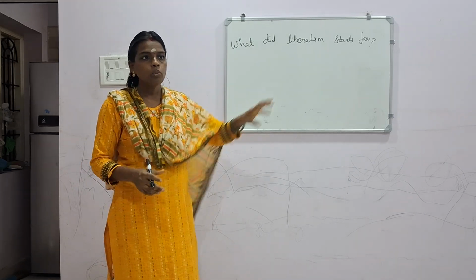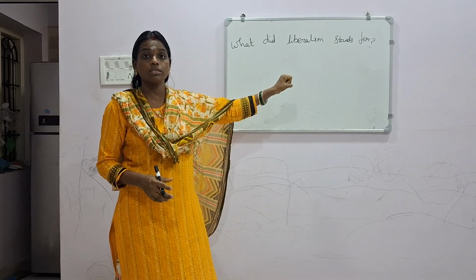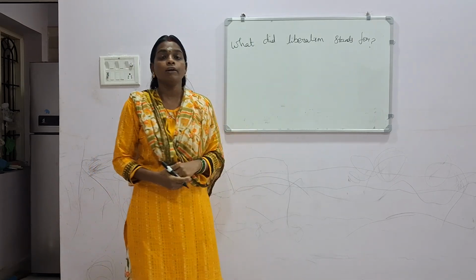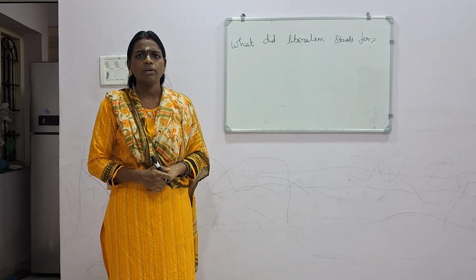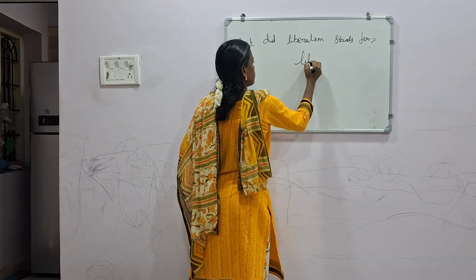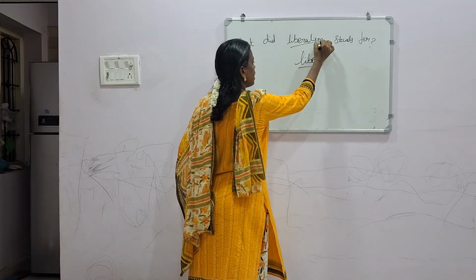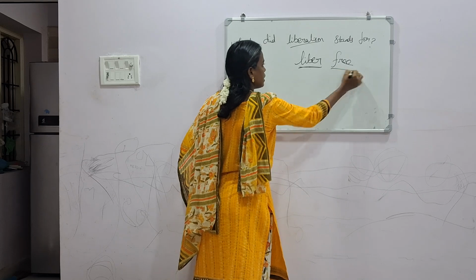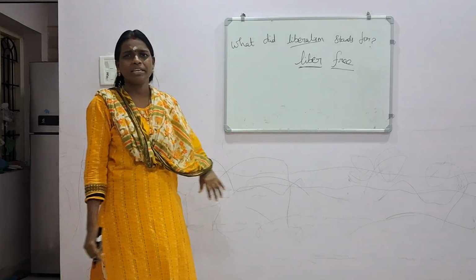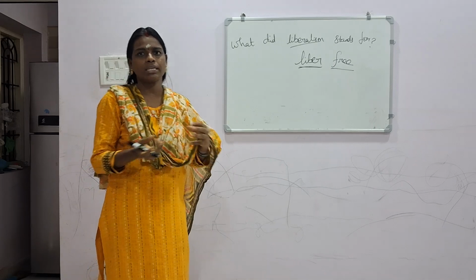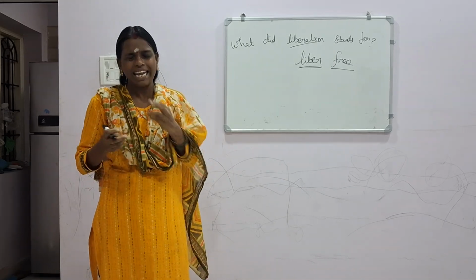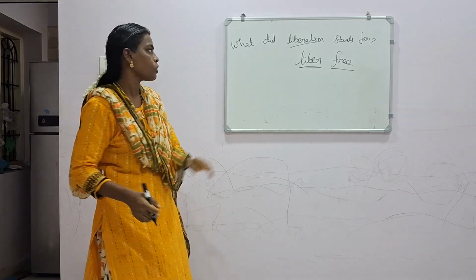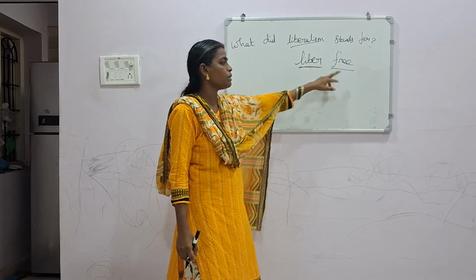The second point will be, how does this word derive? Actually, liberalism is a word which is derived from the word liber. Liber means free. In other words, you can say freedom. So whatever you want to do, without asking anyone, without getting permission from anyone, if you are doing anything instantly, that is the kind of liberalism or liberalization. So liberalization is derived from liber, which means free.